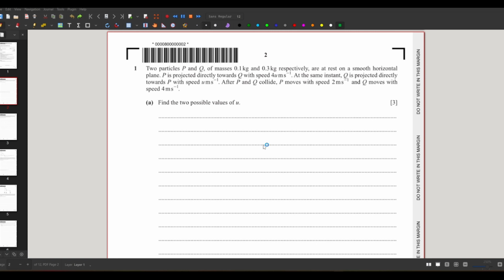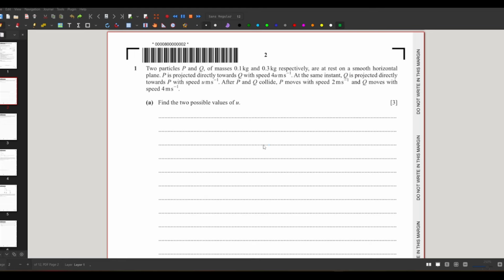Here two particles P and Q of mass 0.1 kilogram and 0.3 kilogram respectively are at rest on a smooth horizontal plane. P is projected directly towards Q with a speed of 4u meters per second. At the same instant, Q is projected directly towards P with a speed of u meters per second. After P and Q collide, P moves with a speed of 2 meters per second and Q moves with a speed of 4 meters per second.